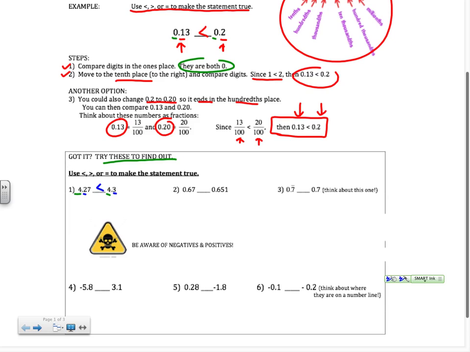Again, if I wanted to try that other option, I could have added a 0 here since the 4.27 goes to the hundredths. I want to make 4.3 go to the hundredths. Remember, adding a 0 does not change the value. Okay, then we can look at this as 4 and 27 over 100 as opposed to 4 and 30 over 100. And 27 out of 100 is less than 30 out of 100. Okay, go ahead and try these and let me know if you need any help.